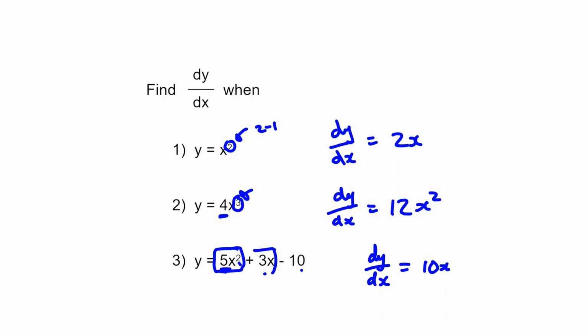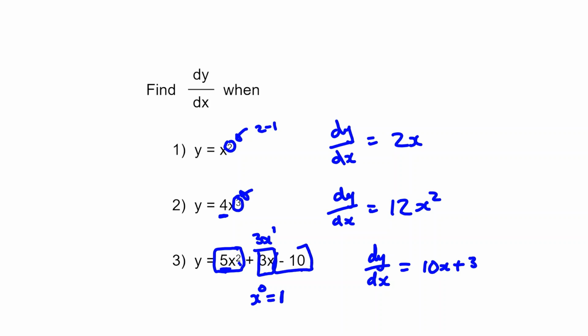And then we move on to the next term. So we've got 3x. Now here, our power is actually a 1. So we're going to do 3 times 1, which is 3. But then we're going to take away 1 from the power. So we're going to end up with x to the power of 0. Well, we know what x to the power of 0 is. Anything to the power of 0 is 1. So it just leaves us with this number 3 at the end.